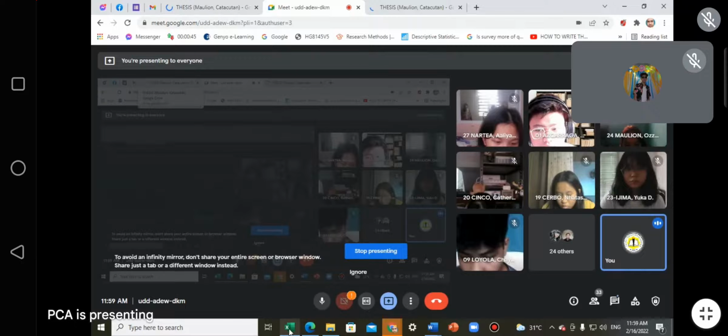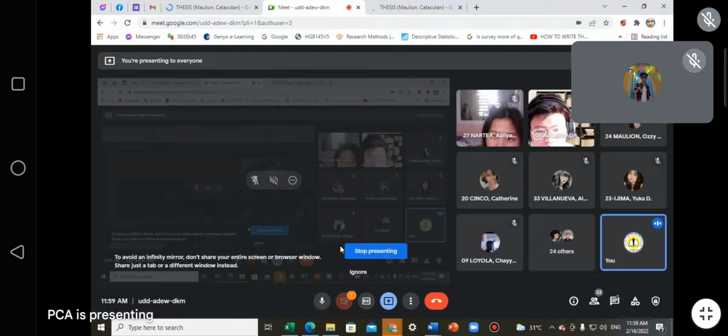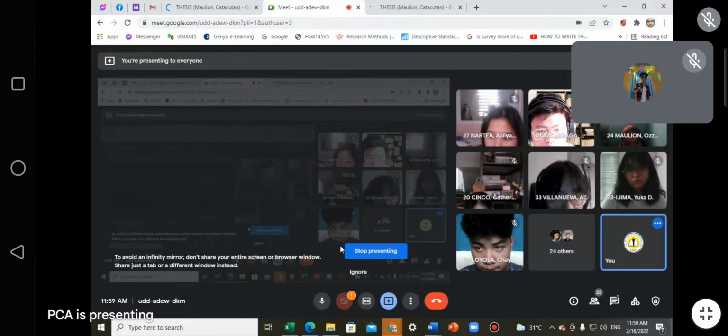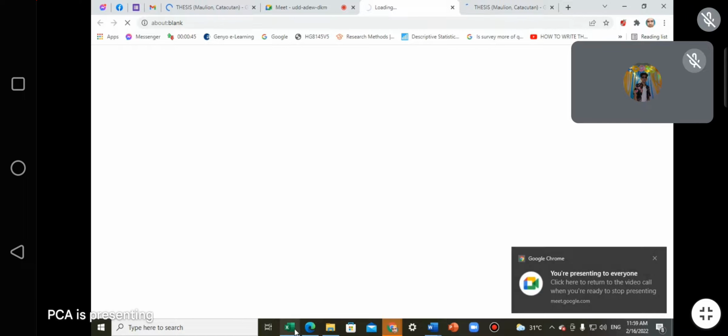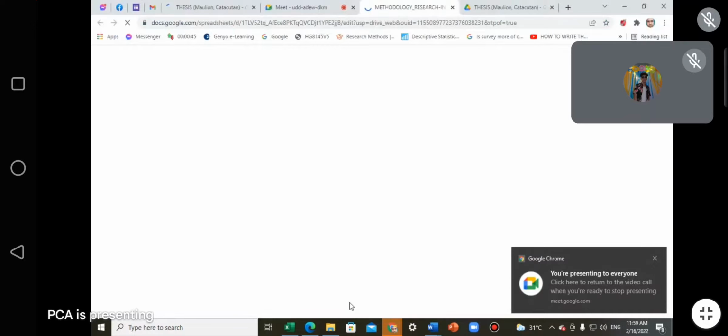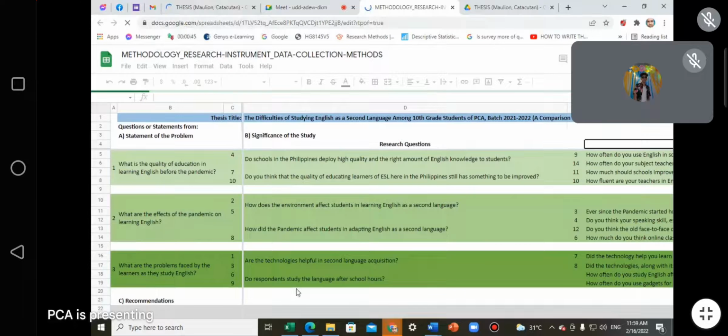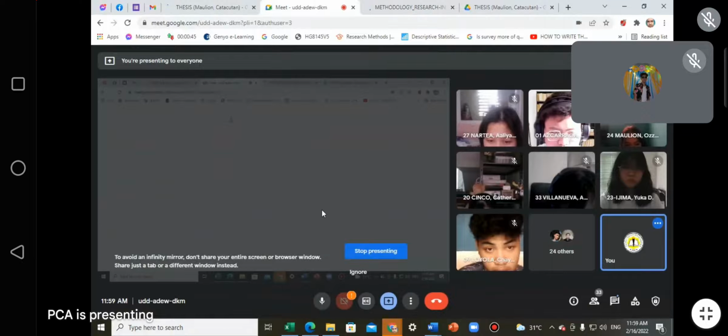Nasaan na ba yun? Siguro I need to go home to Pasig to actually, wala, mahina talaga. Pahiram, paano nito? Okay, technical aspect sometimes happens.